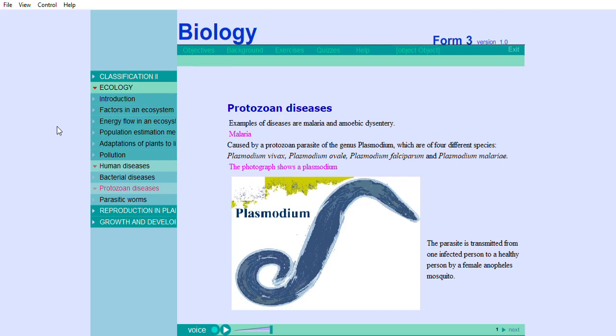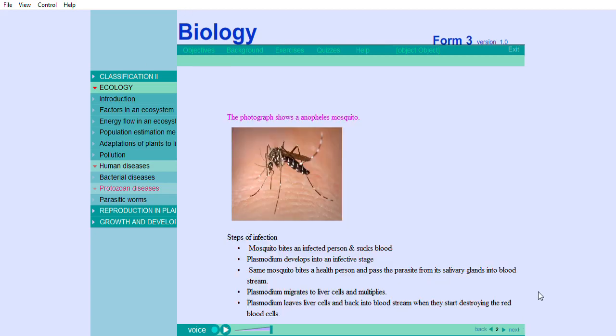The parasite is transmitted from one infected person to a healthy person by a female Anopheles mosquito. The photograph shows an Anopheles mosquito. Steps of infection. Mosquito bites an infected person and sucks blood. Plasmodium develops into an infective stage. The same mosquito bites a healthy person and passes the parasite from its salivary glands into the bloodstream.